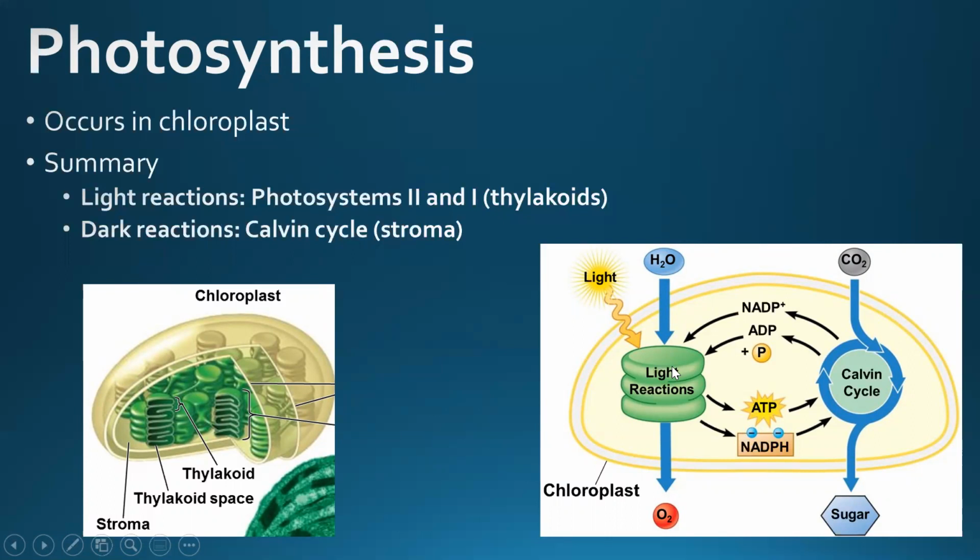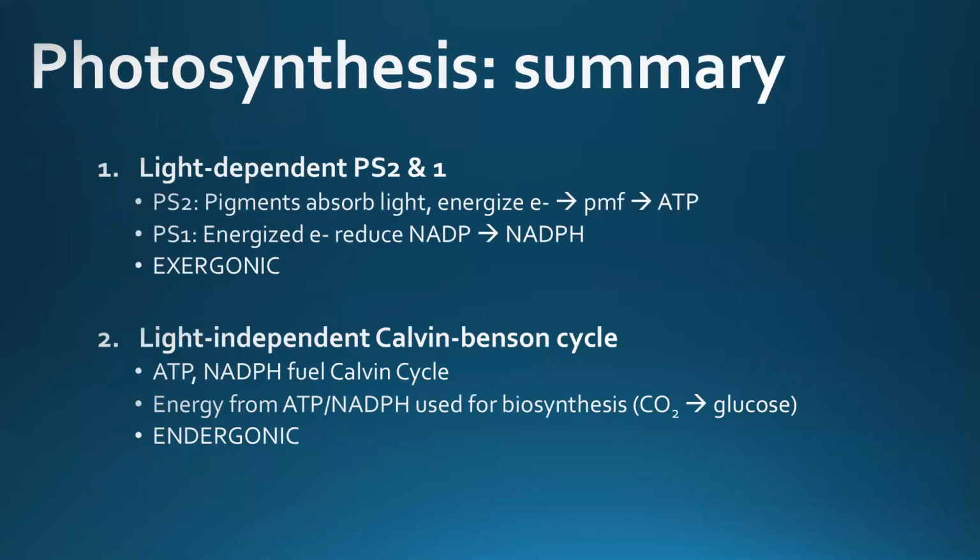So the light-dependent reaction is going to take place in the thylakoids, and the dark reactions, we don't really call them dark, it's just light independent, they don't need light to run, will take place in the stroma of the chloroplast. So remember, this is all occurring in the chloroplast. All right, so the summary is basically this.